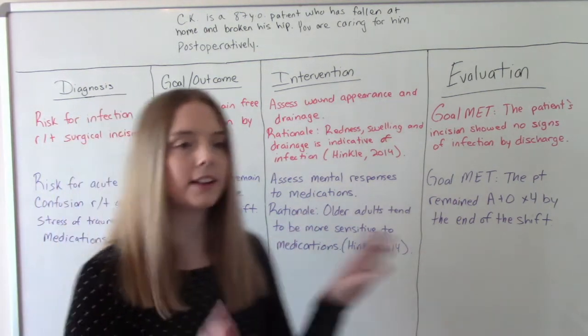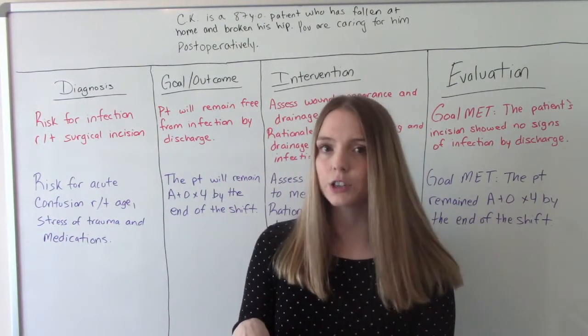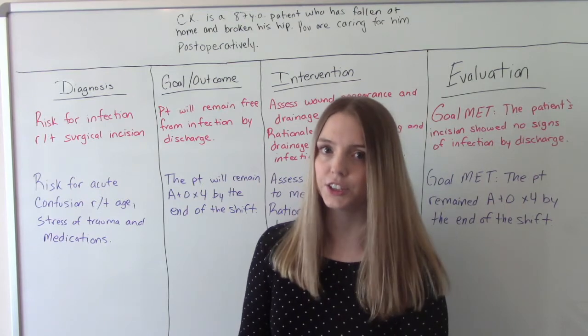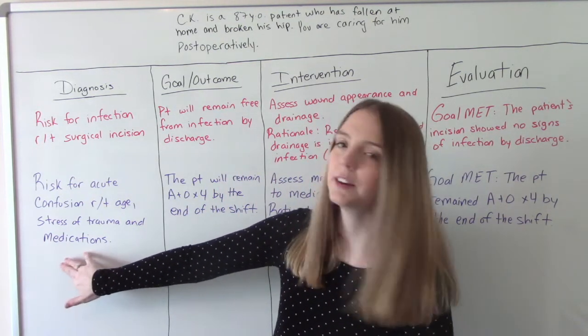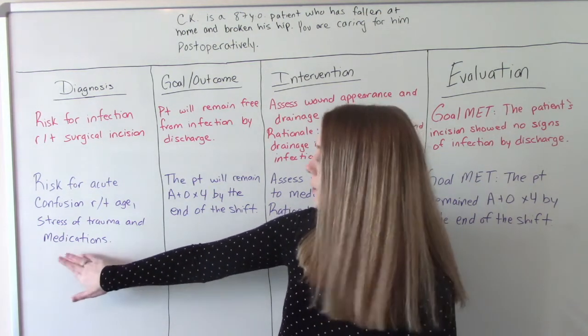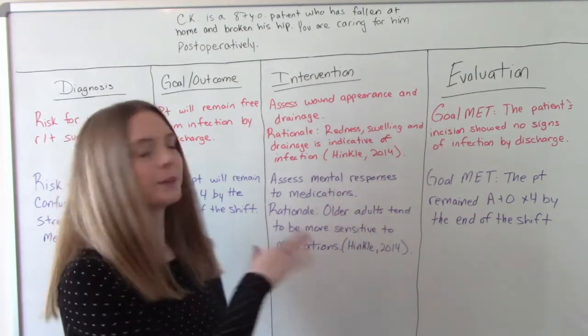So a couple of things. We said age, we said the stress of trauma, those can definitely contribute to acute confusion in this patient, but I specifically chose medications because that's probably going to be the biggest one, okay? That's going to be the biggest contributor. Assess mental responses to medications.